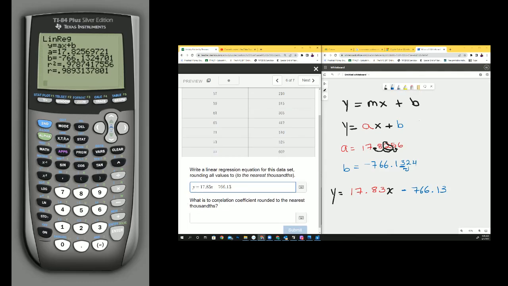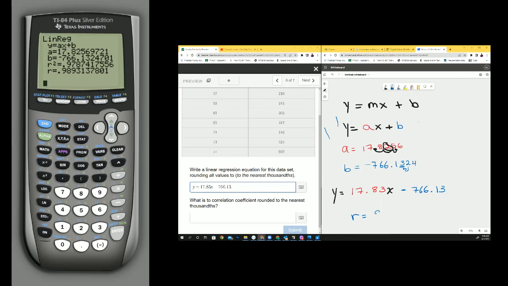what is the correlation coefficient rounded to the nearest thousands? So if you guys remember from yesterday, we did learn about correlation coefficients. What that was is the letter R, and it represents how strong a relationship is. So we're going to look at the values again right here. We have r squared and r. It is very important to remember we're not looking for r squared, we're just looking for r. R is the value of our correlation coefficient.